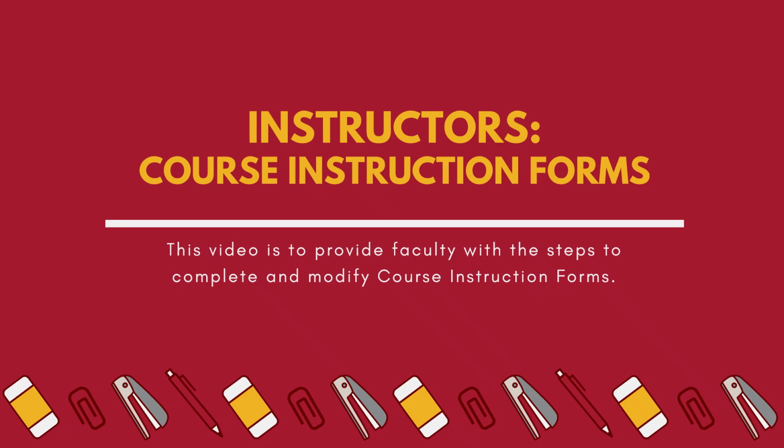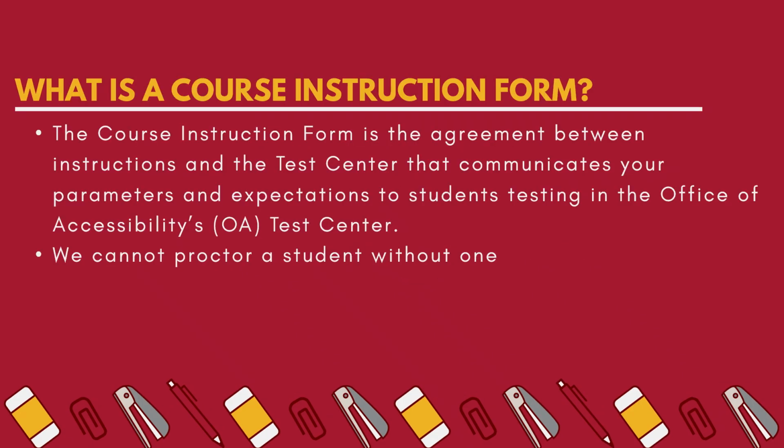This video is for Winthrop instructors to help guide you through completing and, if necessary, modifying a course instruction form. The course instruction form is the agreement between instructors and the test center that communicates your parameters and expectations to students testing in the OA Test Center. This form includes time limits, approved materials, and other information that the test center needs to know in order to proctor your student. Please note that we are unable to proctor any student without a course instruction form in place.